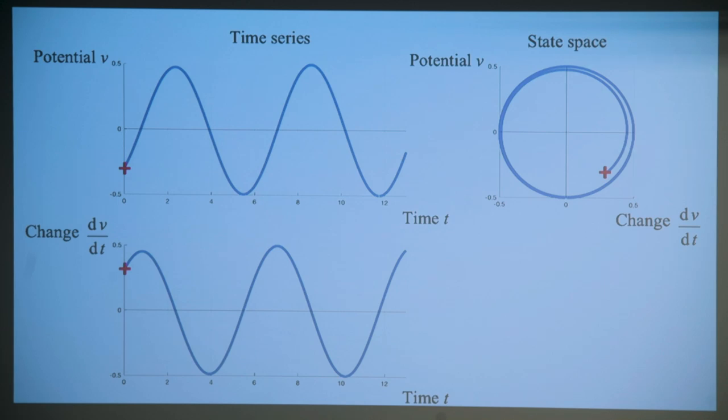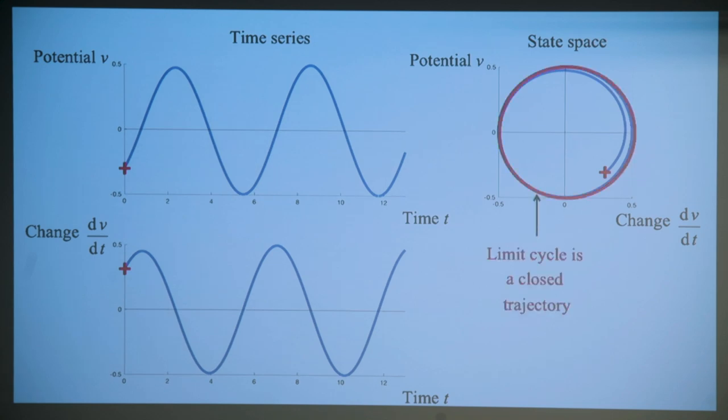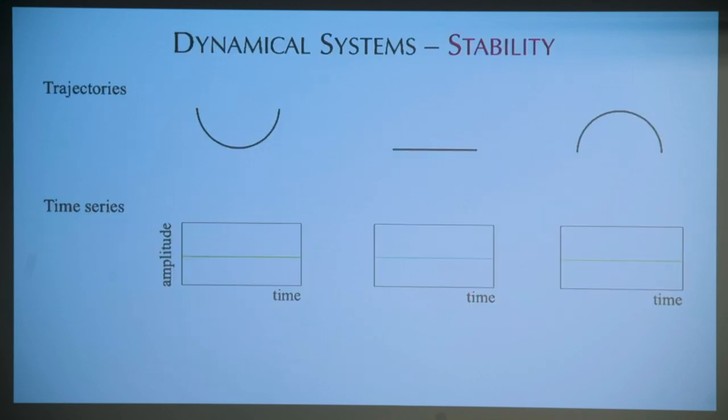So that's important. This is how oscillations, self-sustained oscillations, are modeled. Okay, so a limit cycle is a closed trajectory. Okay, I mentioned stability before, and now I will show some simple examples of what we mean in general with stability.